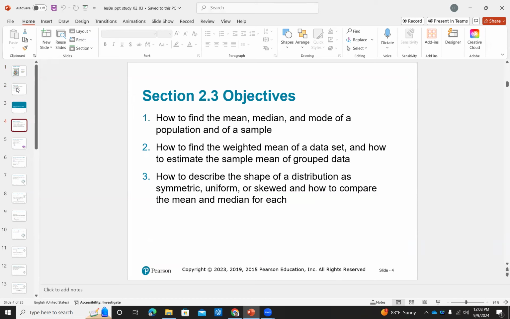the grouped data. And then we're going to describe the shape of a distribution as symmetric, uniform, or skewed, and how to compare the mean and median for each.